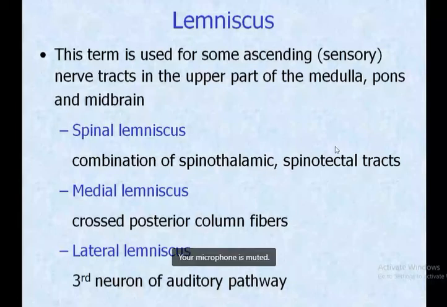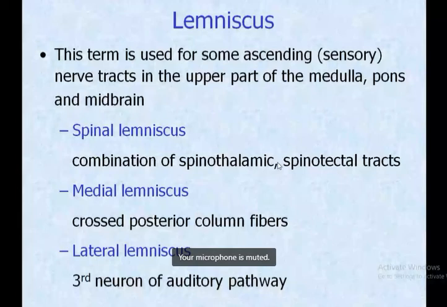The medial lemniscus is the crossed posterior column fibers, isn't it? Above the level of the medulla oblongata, when the dorsal column pathway fibers cross with each other, it is known as the medial lemniscus system. And then the lateral lemniscus system. The lateral lemniscus is simply the third order neuron of the auditory pathway. When we study the hearing pathway, the third order neuron of the hearing pathway constitutes the lateral lemniscus system.